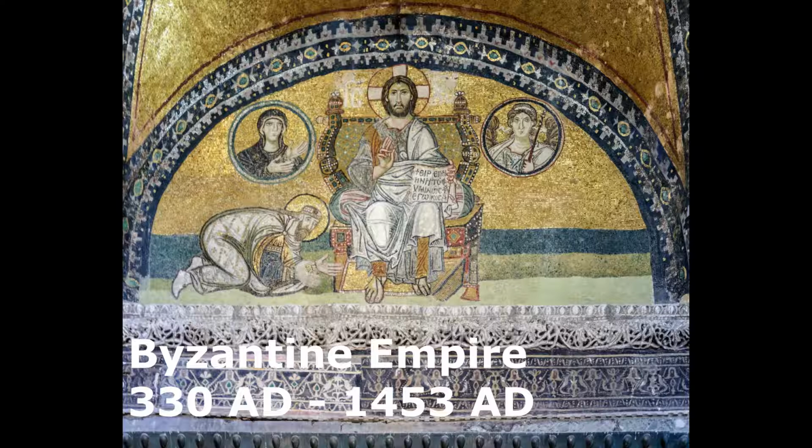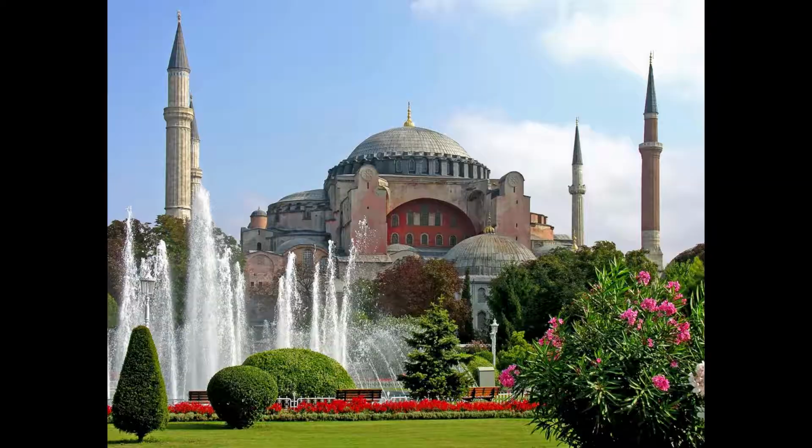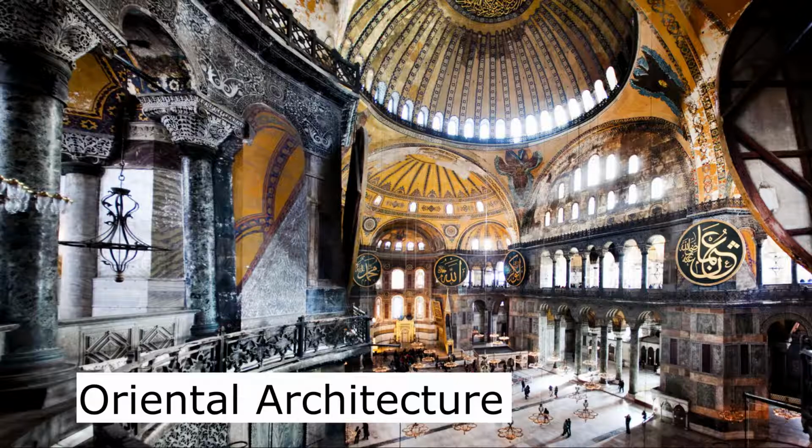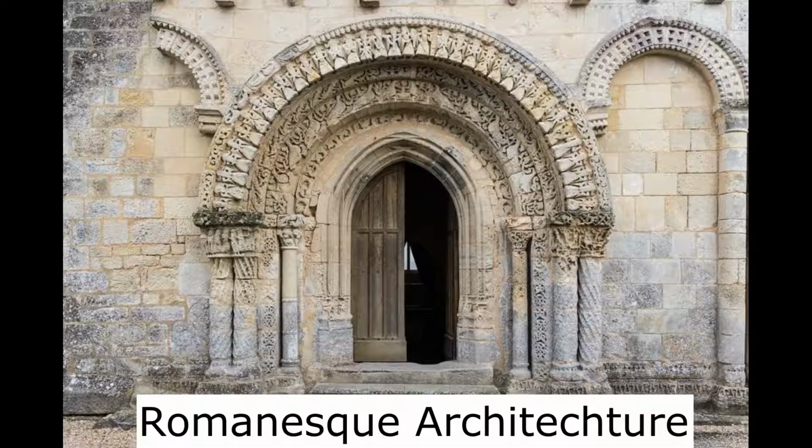The next era to mention is the Byzantine Empire, that took place around 330 AD to 1453 AD. In this era, East meets West, and the Byzantine Empire is defined by splendor and prosperity. This empire was a mixture of Greek and Roman style with Eastern influences. That's why the architecture that was invented during this era was the Oriental and the Romanesque architecture.